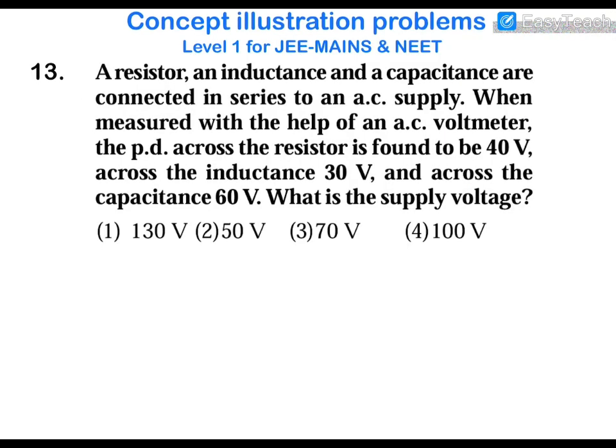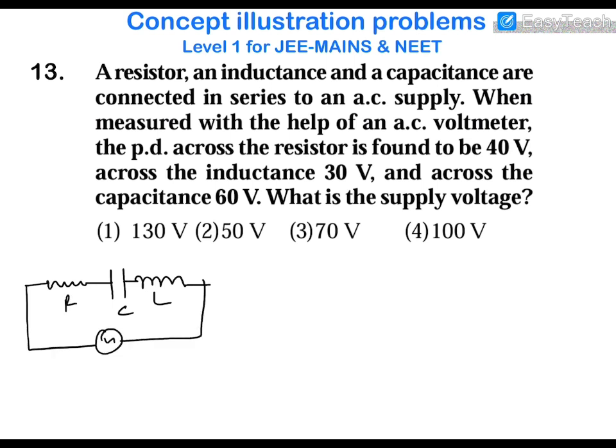In this question, you can see that there is a resistance and inductance and capacitance, and these are connected in series to each other, like this. And they are connected with the AC source. Now it is given that the voltage across resistance VR is 40 volts. The voltage across inductance VL is 30 volts, and the voltage across capacitance is 60 volts. And we have to find out the net supply voltage.